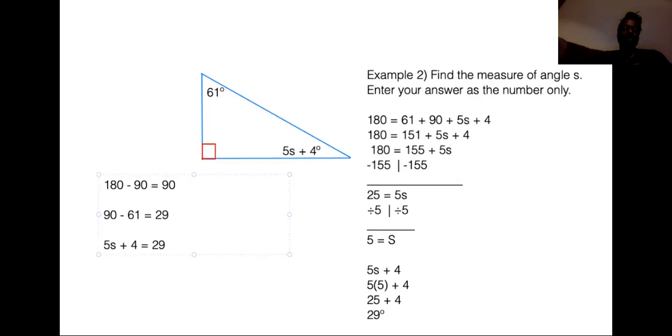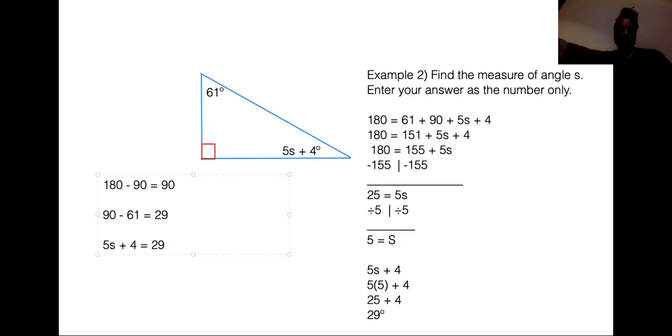So if we know that all three of these angles, I'm going to say this again slowly, we know that all three of these angles total 180 degrees. And right now, we know that one of these angles is 61 degrees. Another one of these angles is 90 degrees. So you could take that away from 180, and what you have left would be the value of 5s plus 4. So that's what we did over here. We took 180 and subtracted 90. And then we took that 90 that was left and subtracted 61. Then we got 29.